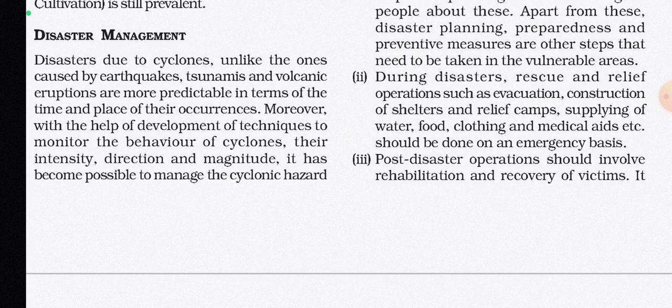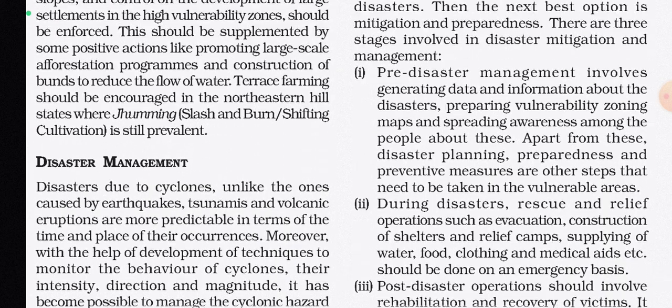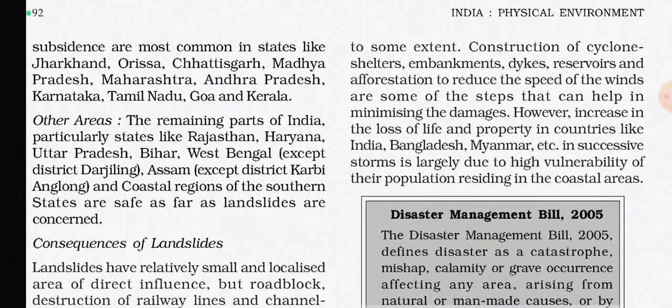Disasters due to cyclones, unlike the ones caused by earthquakes, tsunamis, and volcanic eruptions, are more predictable in terms of the time and place of their occurrences. Moreover, with the development of techniques to monitor the behavior of cyclones, their intensity, direction, and magnitude, it has become possible to manage the cyclonic hazard to some extent.